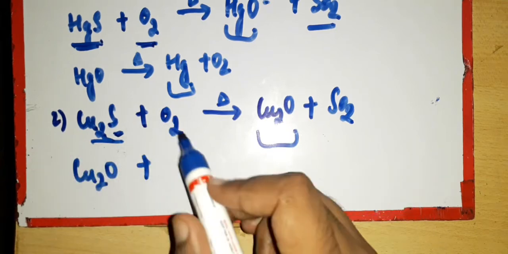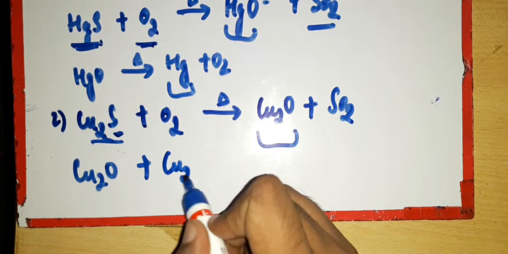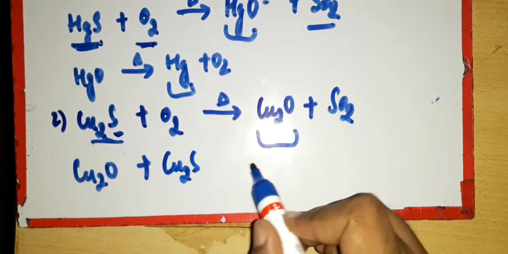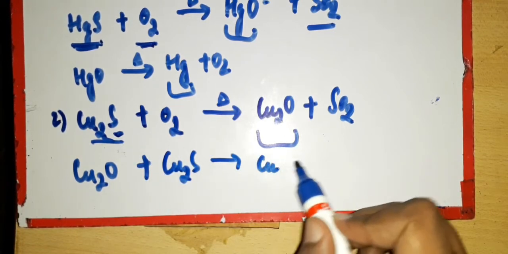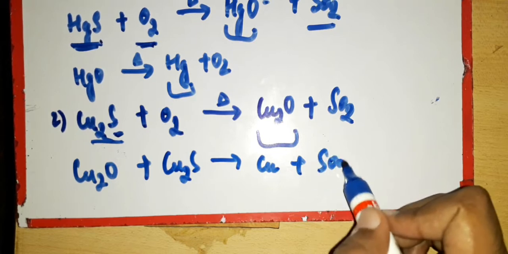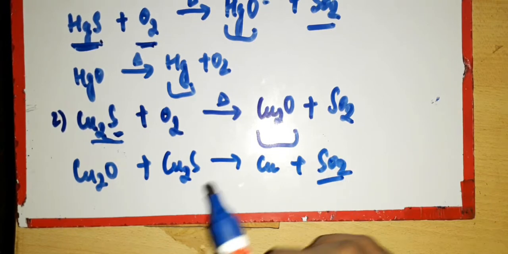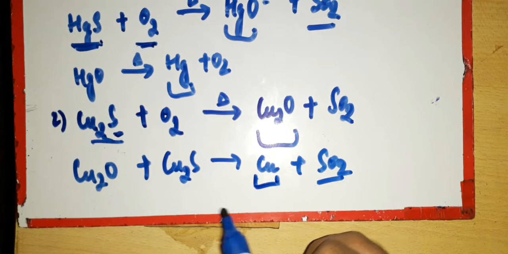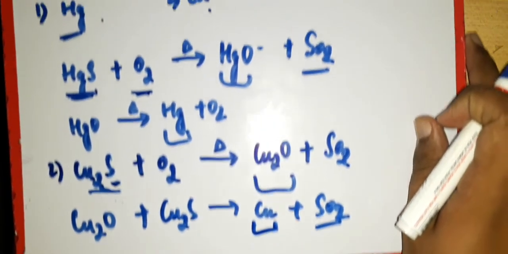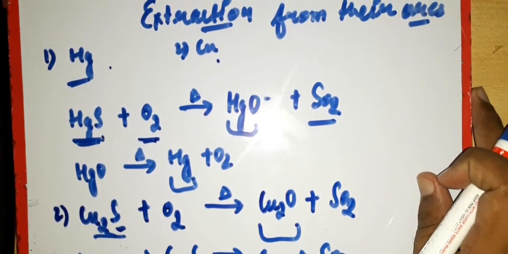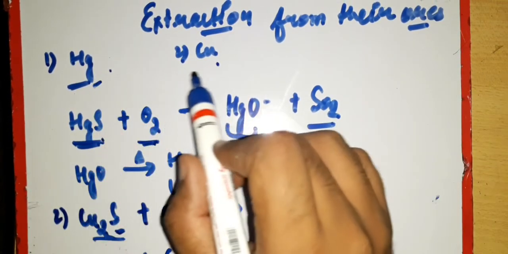So again what we have to do is separate out copper from it. So we'll treat it with cuprous sulfide and it becomes copper and sulfur dioxide is separated out. So the important thing to understand is that now copper is separated. So now we have discussed two things, the extraction of low reactive elements, that is mercury, and another one is copper.